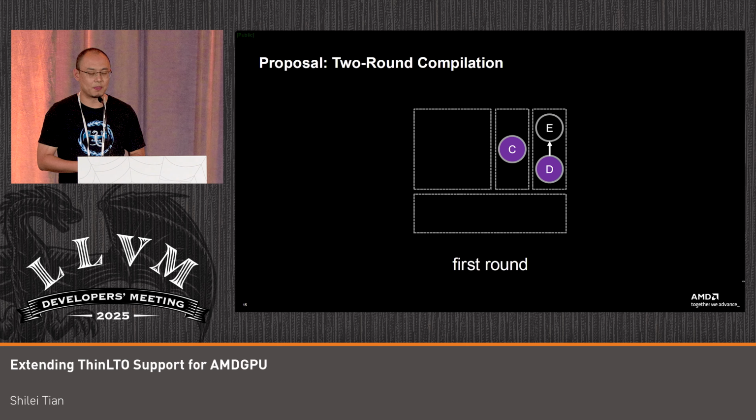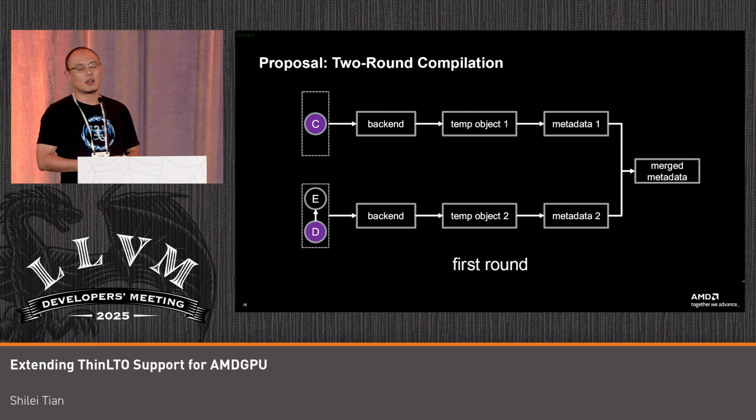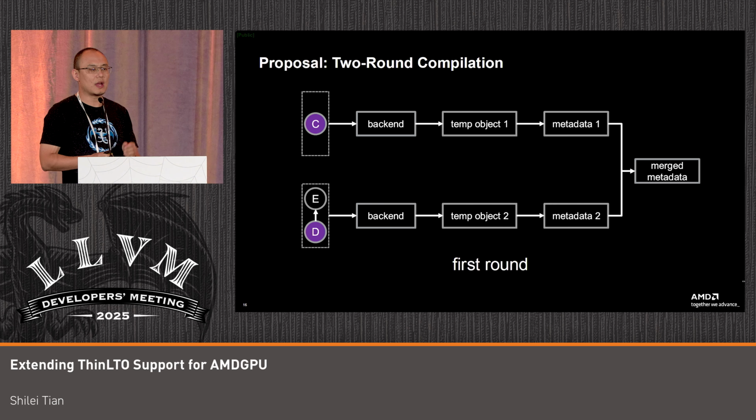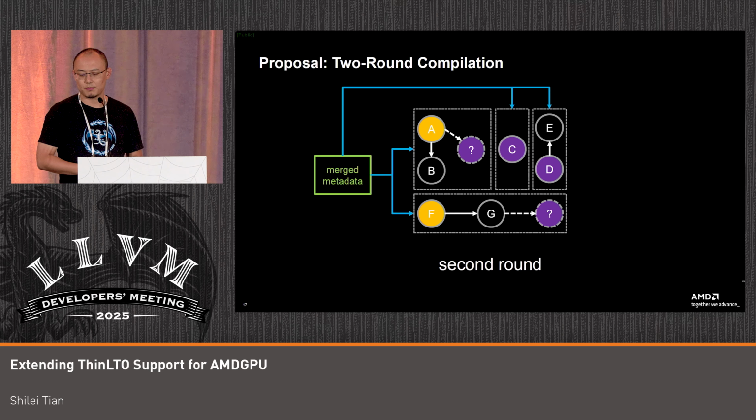So here it looks like we are cloning the entire two modules, but that is not necessarily the case in general. After the cloning, each module just goes through the regular ThinLTO pipeline, including the function import if necessary. So the compilation here will be in parallel. And after that, we will get some temporary code object files, which also include all the necessary resource usage metadata. And we are going to merge the resource metadata and finish the first round.